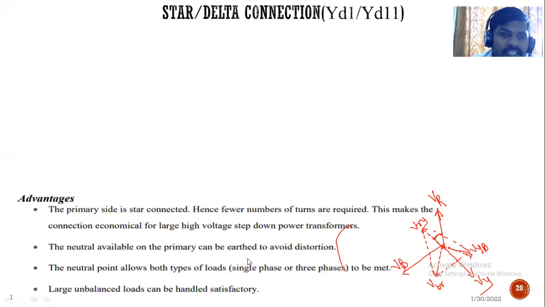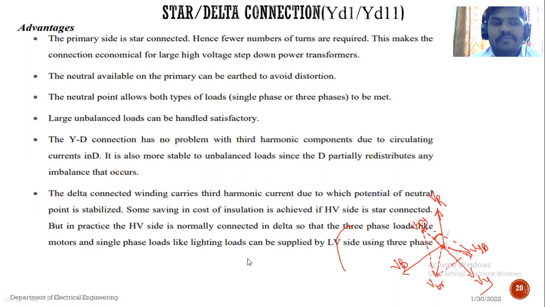How much time is required? Okay, so in the star delta connection, the primary can be connected in star and the secondary can be connected in delta. The phase displacement between them is plus 30 degrees and minus 30 degrees, so it can be represented by 1 and by 11. Now there are some advantages and disadvantages of these types of connection, and after that we will discuss applications.